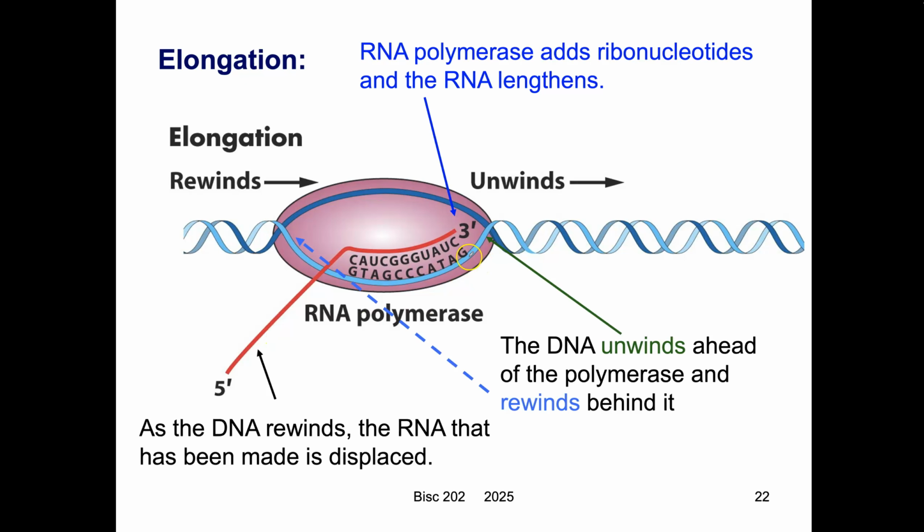Now the elongation stage is just the production of the RNA, and it's called iterative because it is a repeated set of steps. A nucleotide is added, and then another nucleotide, and then another nucleotide. The DNA is unwinding ahead of the enzyme and closing again behind it, and then the RNA that has been made is pushed aside, displaced, to make a single-stranded RNA emerging from the transcription bubble. Okay, so this is the elongation stage.